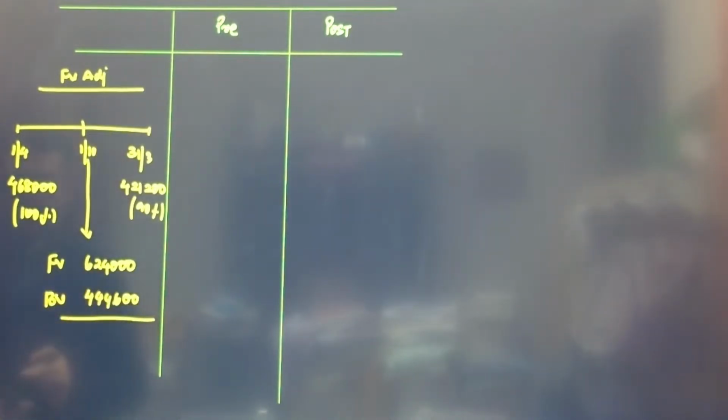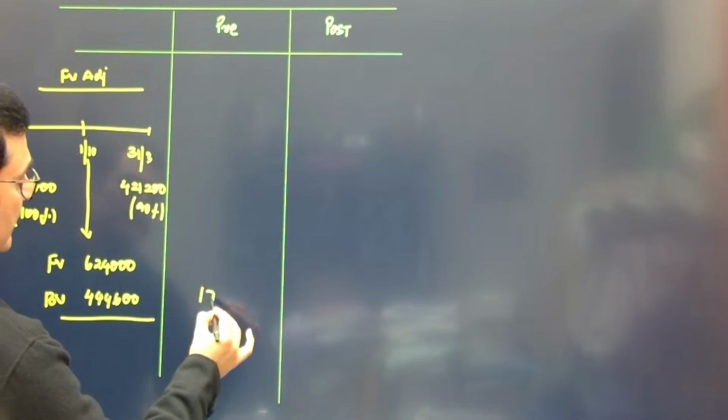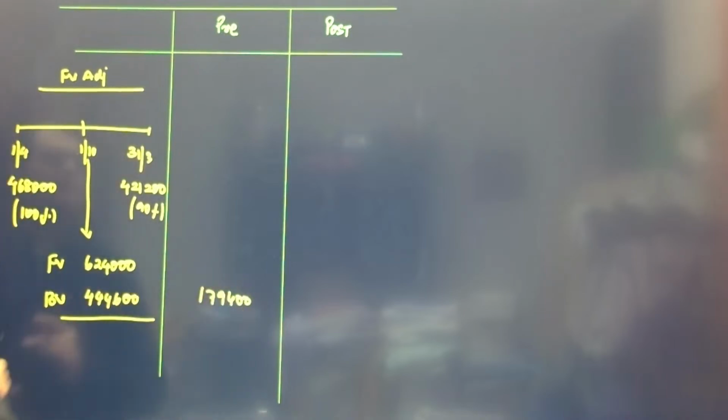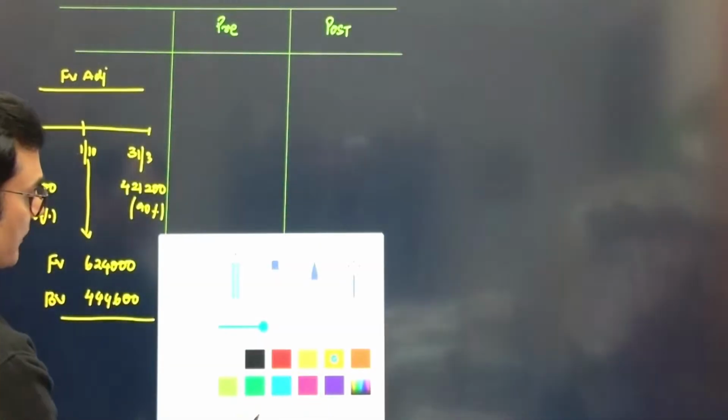So we get a gain. That's right. 179 400 is the gain. That becomes pre-acquisition in nature. Let's now consider the additional depreciation as well.